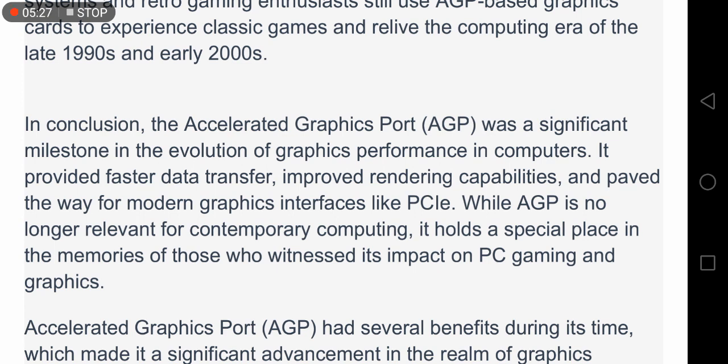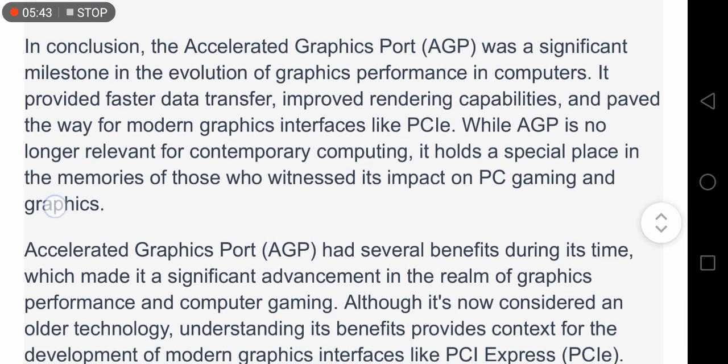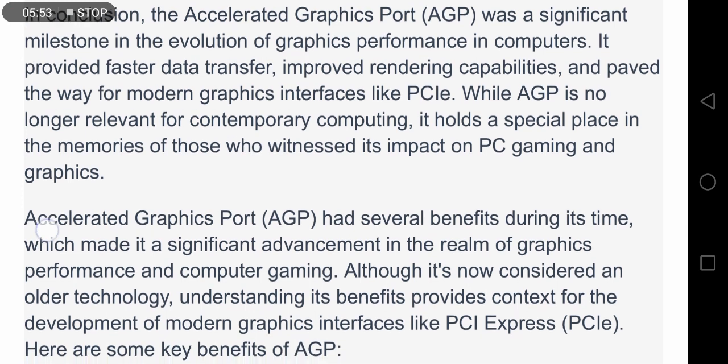It provided faster data transfer, improved rendering capabilities, and paved the way for modern graphics interfaces like PCI Express. While AGP is no longer relevant for contemporary computing, it holds a special place in the memories of those who witnessed its impact on PC gaming and graphics.